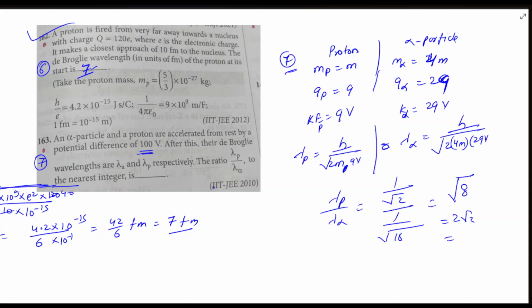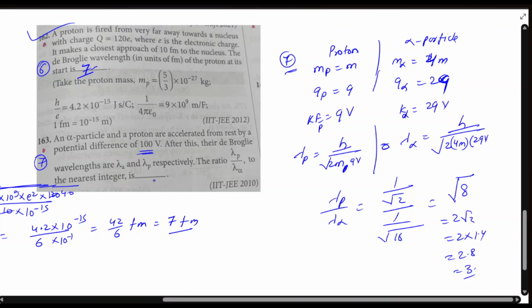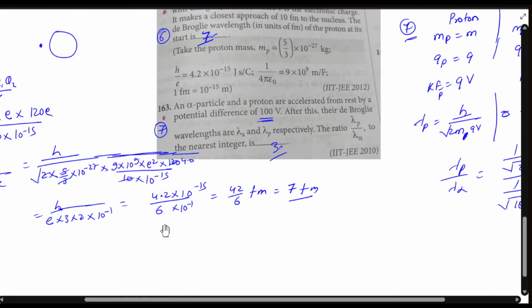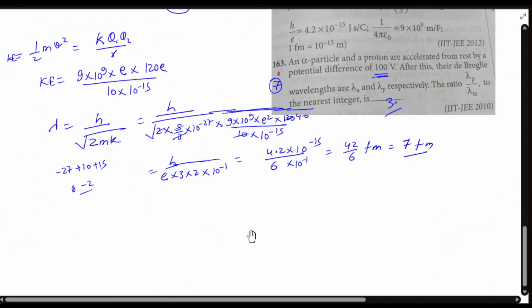So we have to find the nearest integer. So 2 root 2 is what? 2 into 1.4. So it will be 2.8. So this is 3. So 3 will be the answer. Okay. So these are quite easy. The questions on de Broglie are quite easy, right? So let's move on to question number 8.